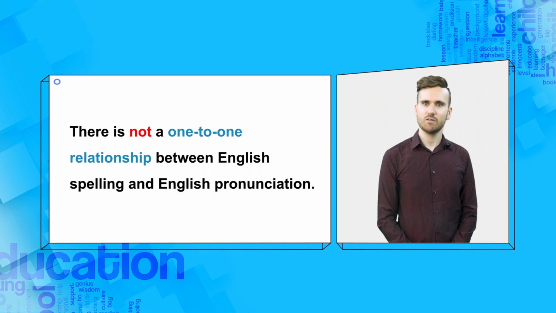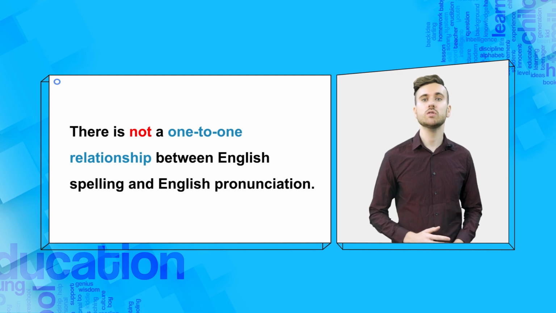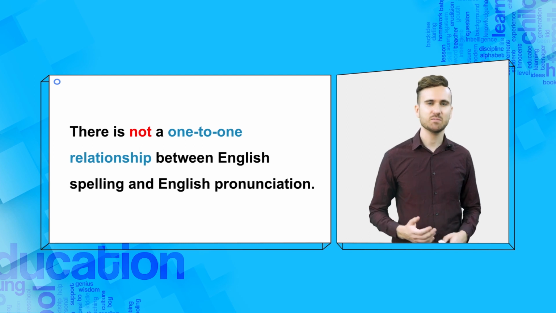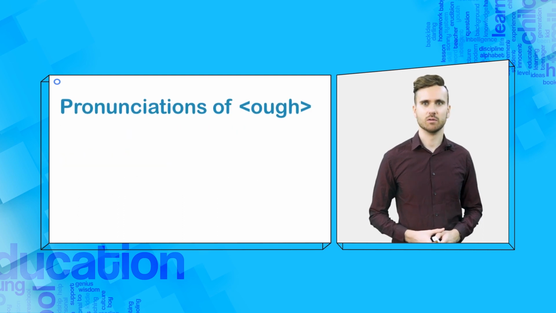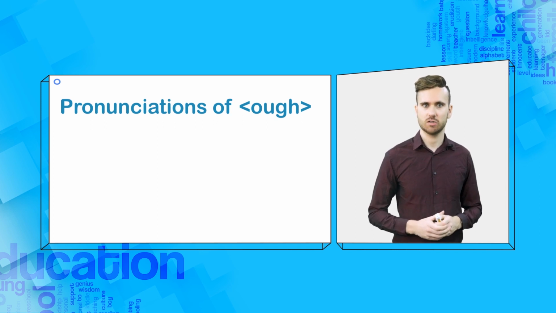It is perhaps even more obvious to non-native speakers of English than native speakers that there is not a one-to-one relationship between English spelling and English pronunciation. This must have been a great source of frustration during your English learning. Let's look at some examples. Would you believe that there are 8 pronunciations of OUGH in English?